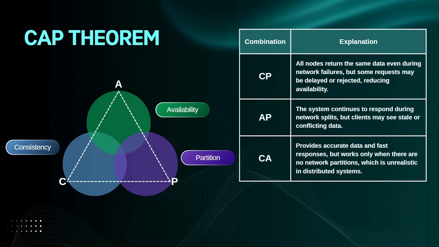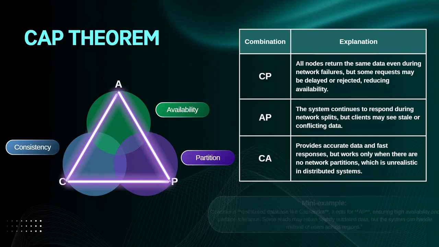Why is that? Imagine a distributed database split across two cities. Now suppose the network between the cities goes down, a partition occurs. If you prioritize consistency, both cities must agree on every update before responding, but they can't communicate, so requests are delayed or rejected, reducing availability. If you prioritize availability, each city responds immediately, but some users see stale or conflicting data, reducing consistency. So during network partitions, you must make a trade-off.